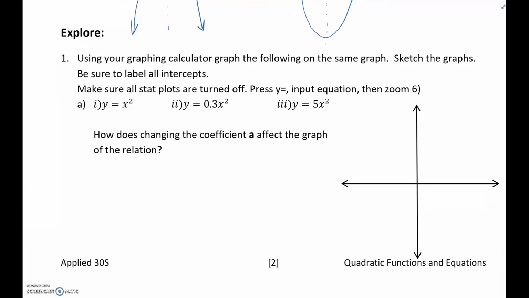So it says, using your graphing calculator, graph the following on the same graph. Sketch the graphs. Be sure to label all intercepts. Make sure all stat plots are turned off. Press Y equals, input the equation, and then hit zoom 6. So let's have a look. We've got 3 functions here.